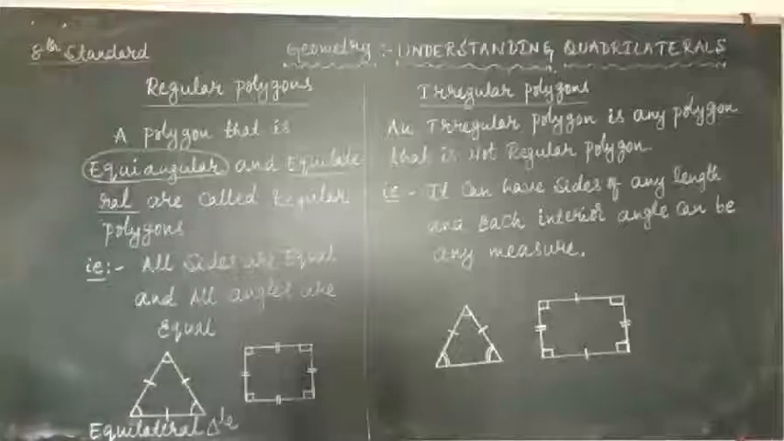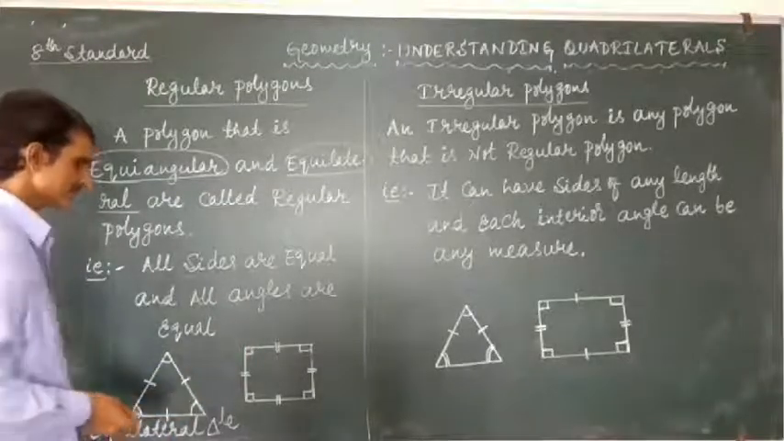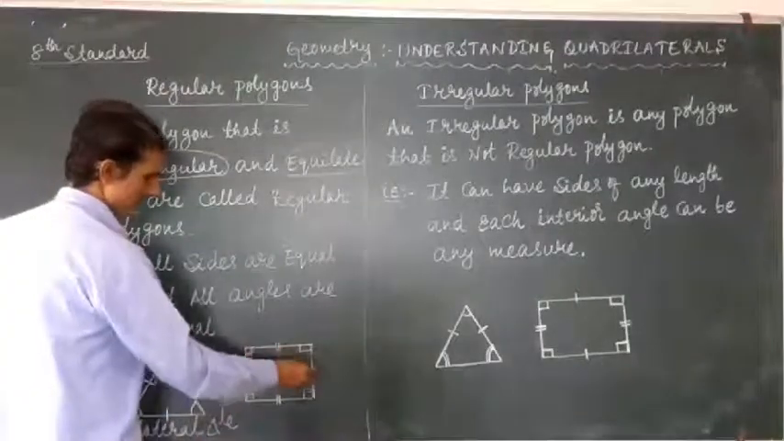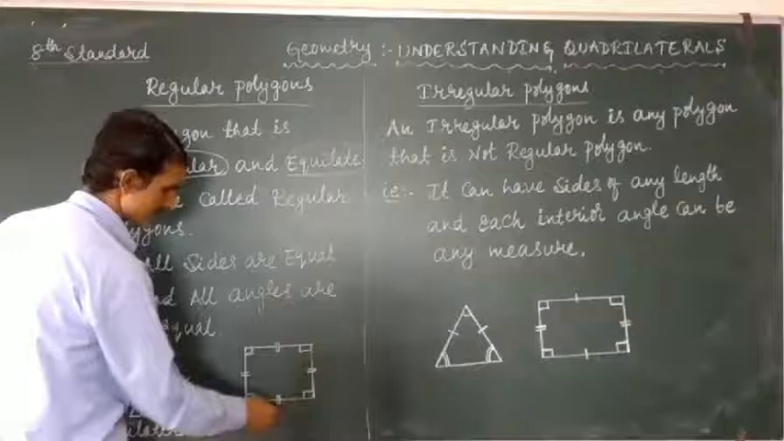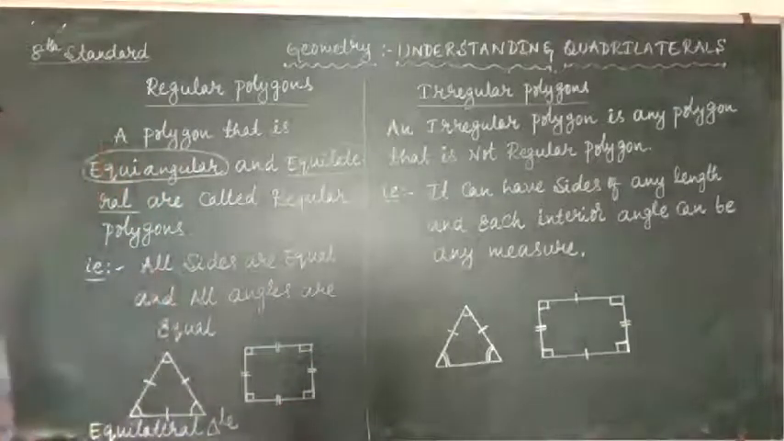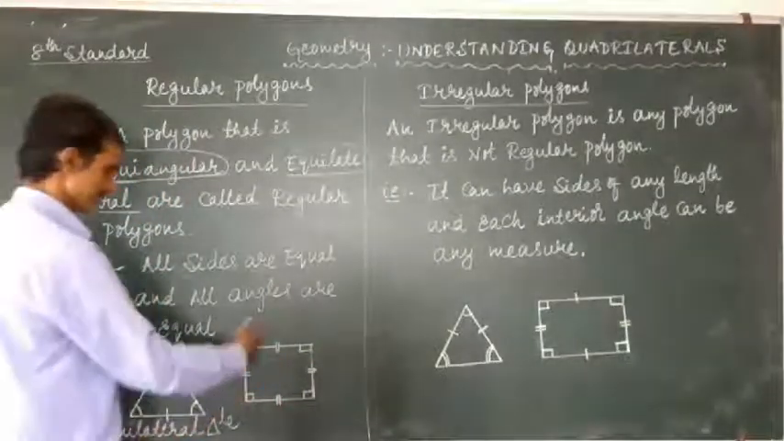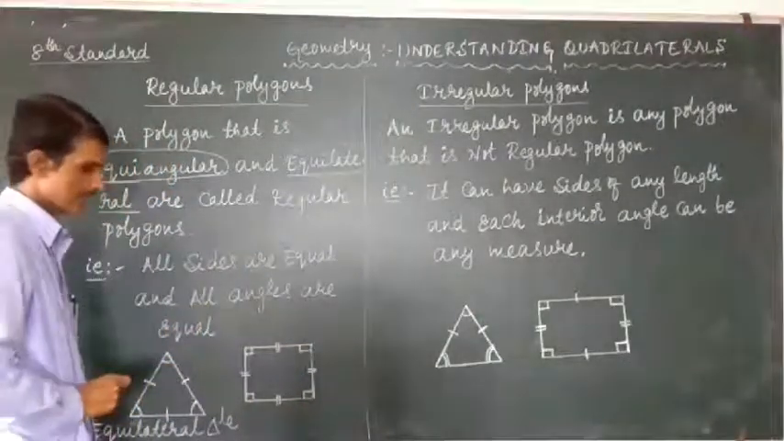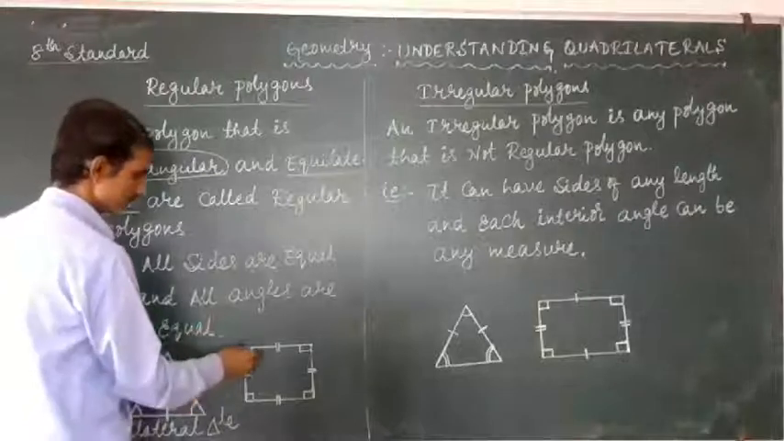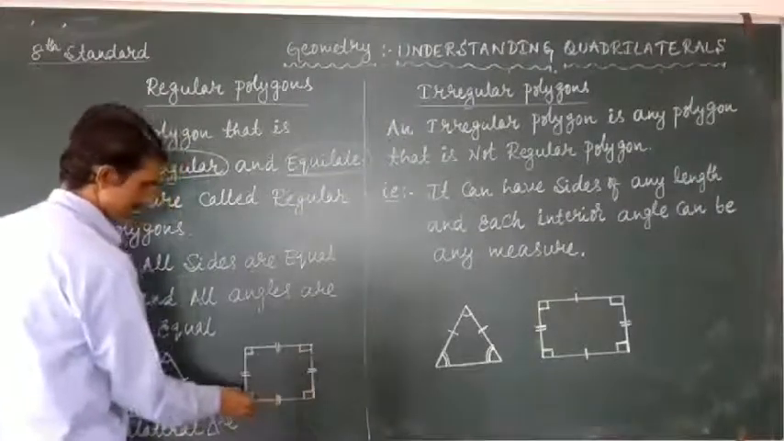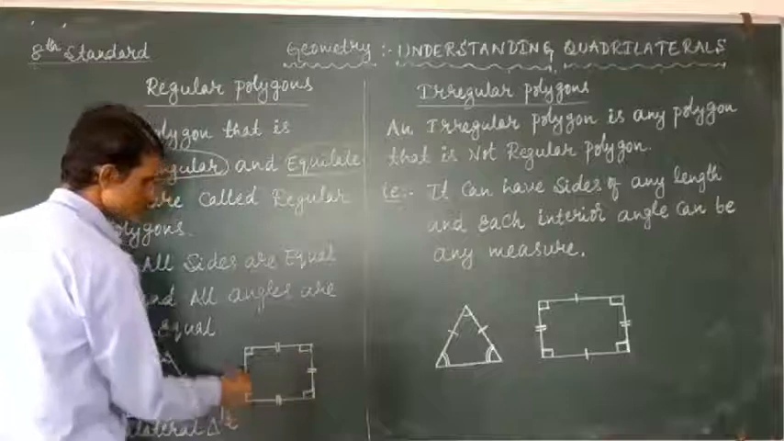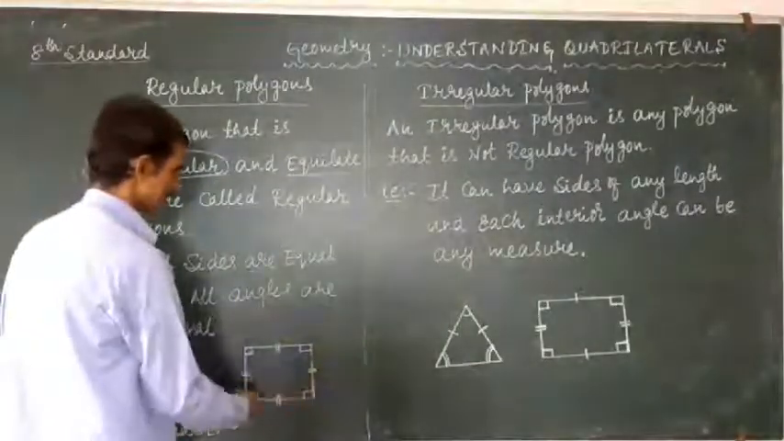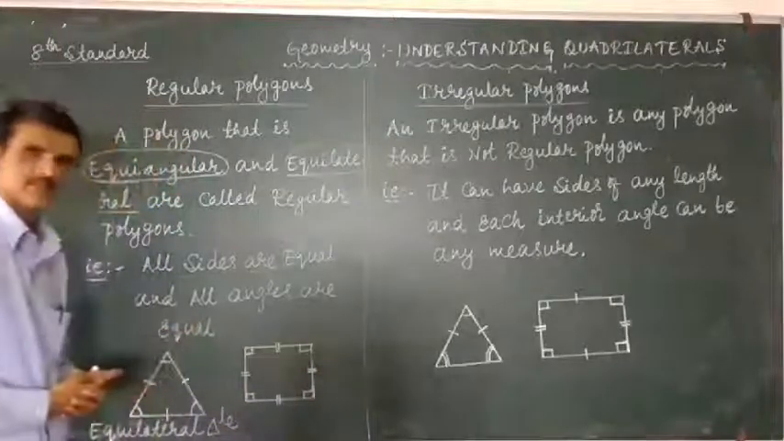So it is called a quadrilateral. If you observe that quadrilateral, 1, 2, 3, 4, all the four sides are equal. In this diagram, all the four sides are equal. And also, if you observe the angles, all the angles are equal to 90 degrees. That means all the sides are equal and all the angles are equal.